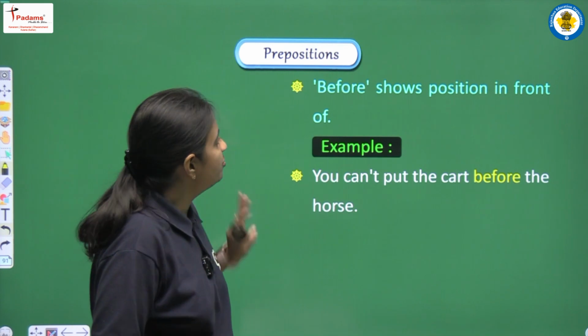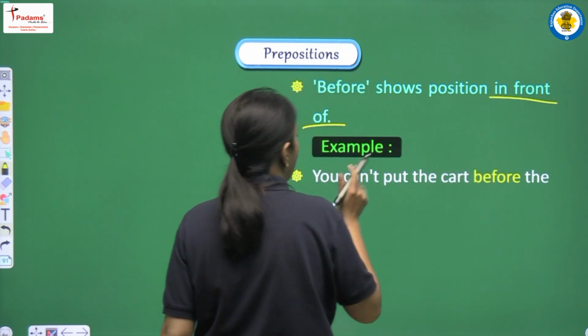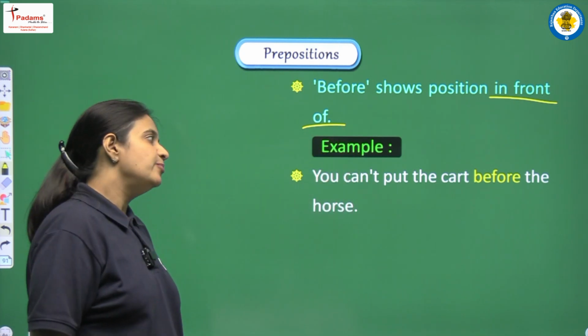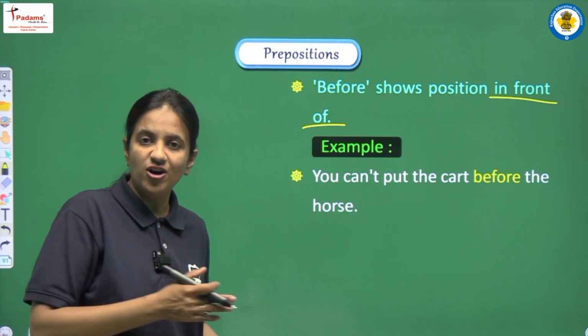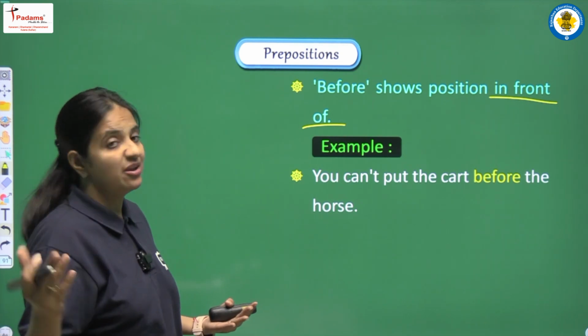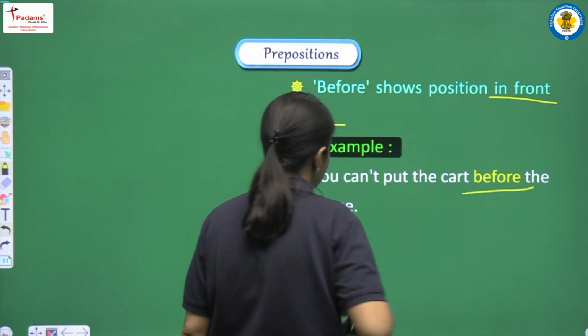Now let's talk about before. So before shows position that is there in front of. So let's see the example. You can't put the cart before the horse, right? Because आगे तो क्या होता है, horse होता है, और cart कहाँ होती है, पीछे होती है, behind होती है. So obviously you can't put the cart before the horse.